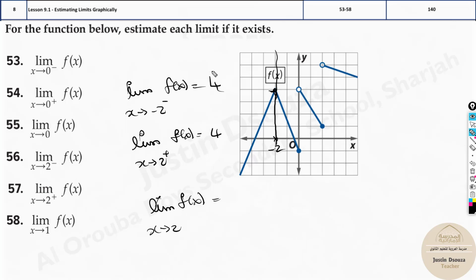That means look at both these values. It's 4. So yes, the answer is also 4. If these were different values, it does not exist. But it's the same values, right? 4 and 4, it exists. So this is how we solve the problems.